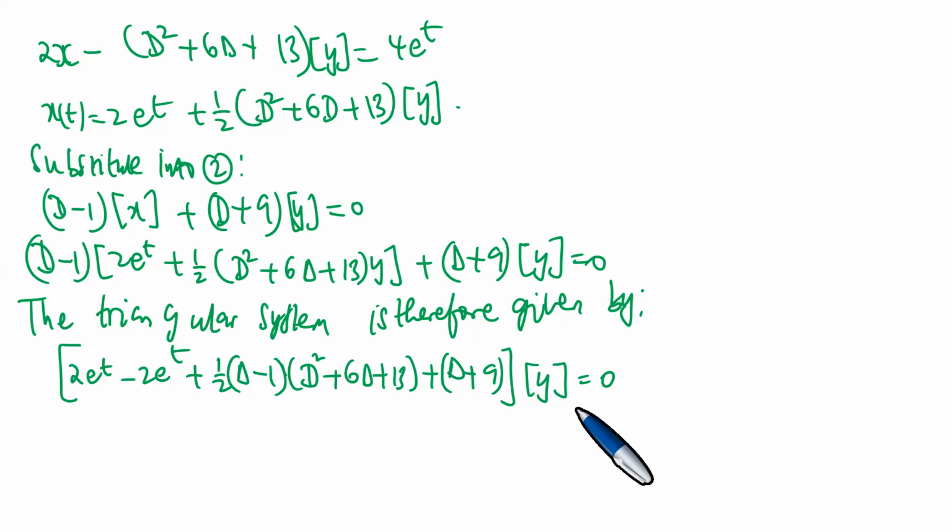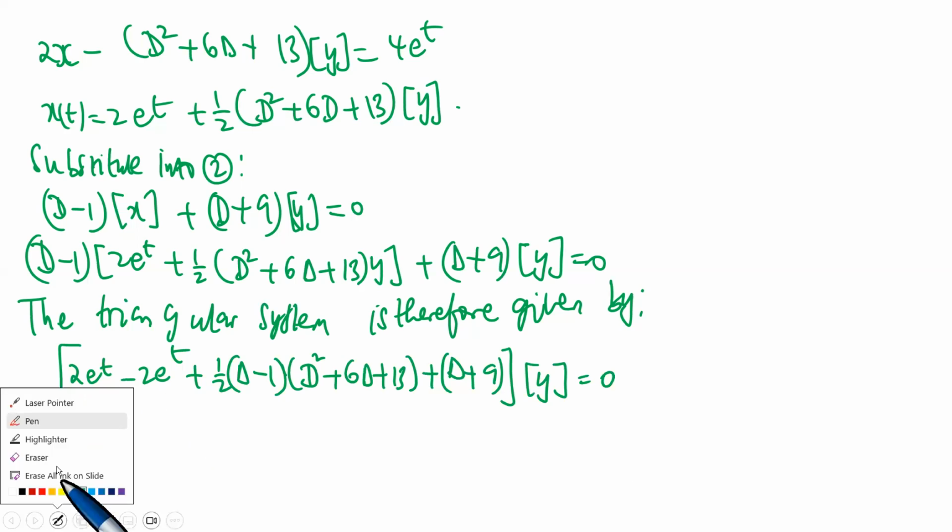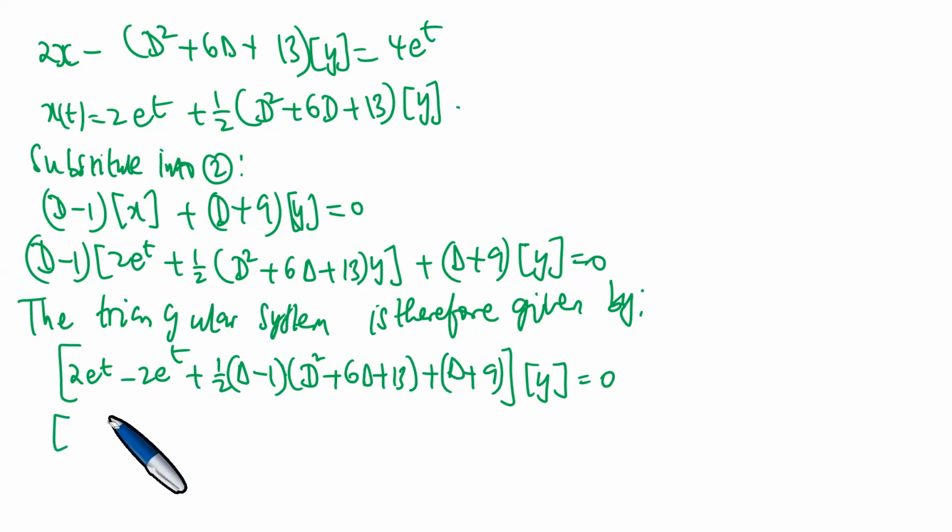So what is this? Okay, now we need to play around with this. Let's just play around a little bit. 2e to the t minus 2e to the t is 0. So this one we can just forget about.